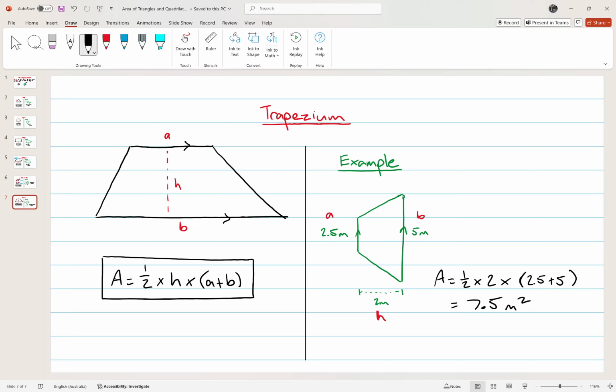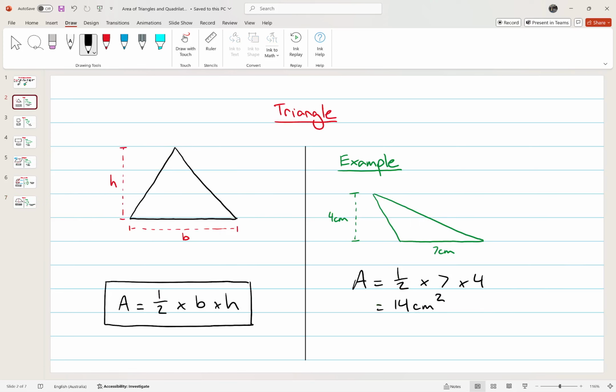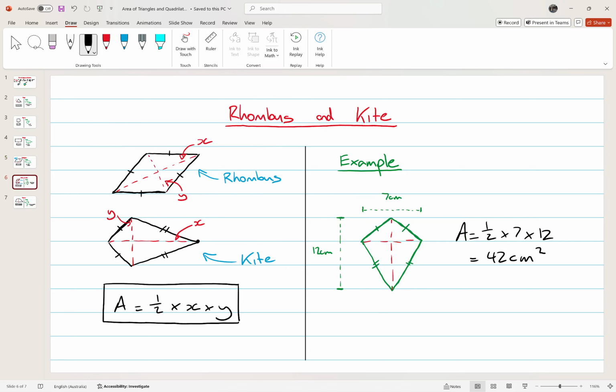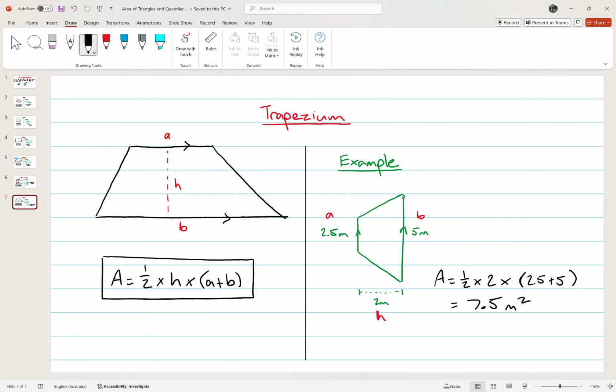Those are all the formulas you're going to need to know for the basic triangles and quadrilaterals. Just to recap, we have triangles, squares, rectangles, parallelograms, rhombuses and kites, and trapeziums.